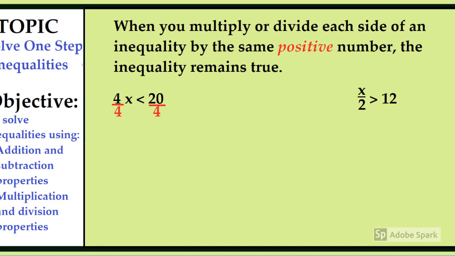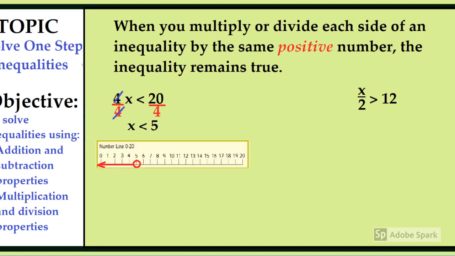The number together with the variable is on the left side and it is multiplication. So we're going to divide by 4 on both sides. 4 divided by 4 is 1 and 20 divided by 4 is 5. Therefore, x is less than 5. We're going to locate number 5 on the number line with an open dot and look at the arrow. It is pointing to the left because the inequality symbol is pointing to the left. So, all numbers smaller than 5 are the values of x.